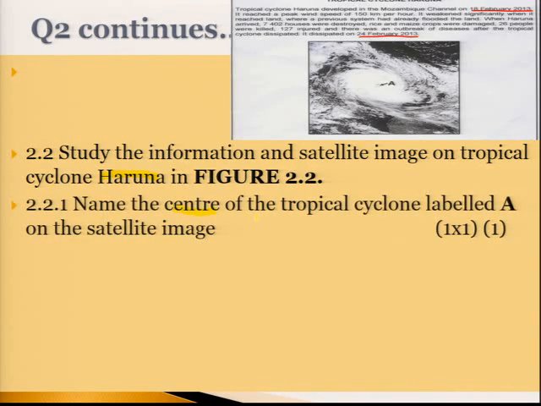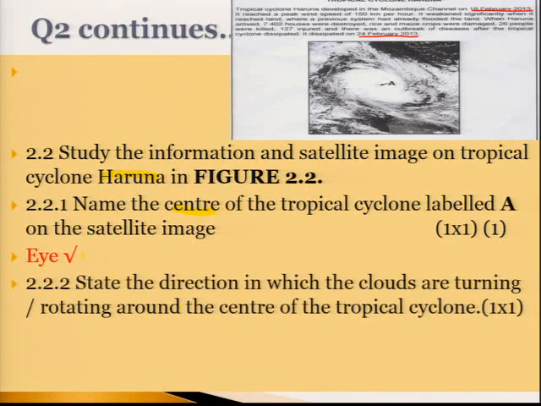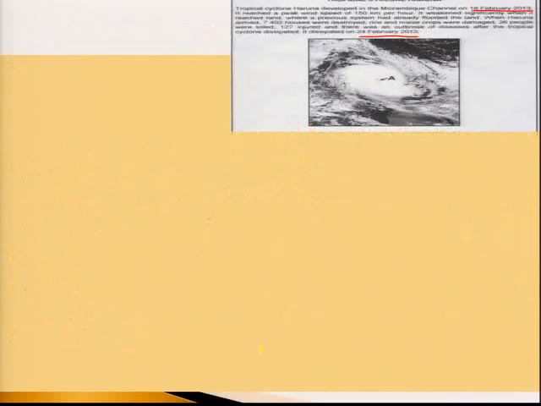Name the center of a tropical cyclone labeled A. Our center will be, colleagues, the eye, it's 1 mark. 2.2.2, state the direction in which the clouds are going to run, the general direction. The clouds are turning, or how the clouds are rotating around the center of a tropical cyclone. We say they are rotating clockwise, it's 1 mark because we're in the southern hemisphere.